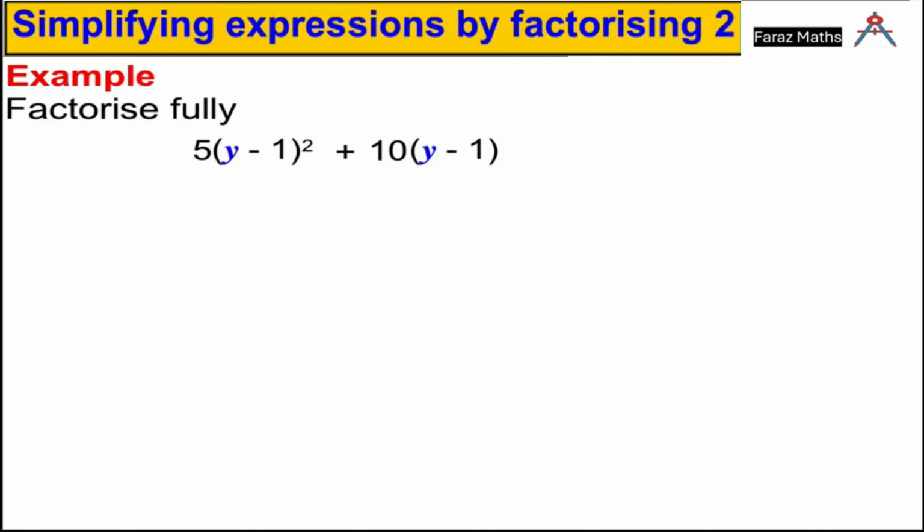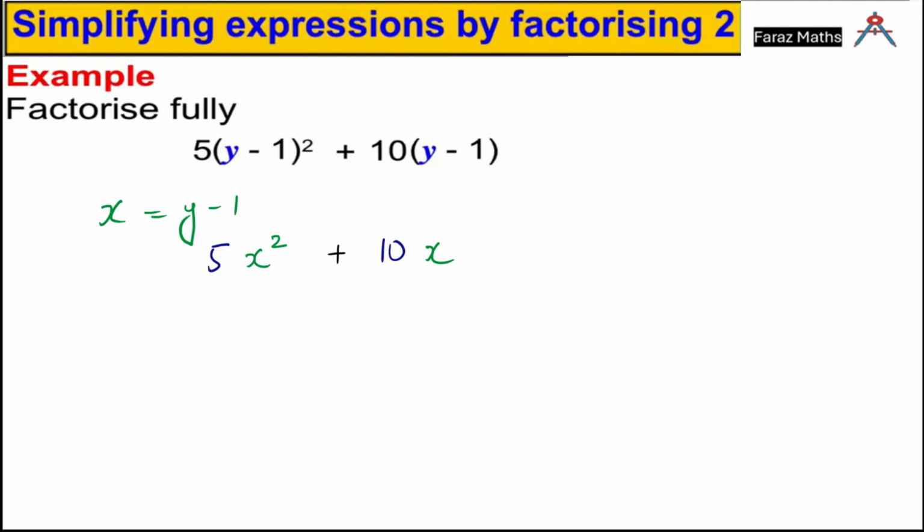What's the other way? So let's say that y minus 1 is x. x equals y minus 1. Now what you can do, you can just put the value here, 5, and then y minus 1 is what? x, but there is a square on it, so we can write 5x squared, then plus 10, and then again y minus 1. y minus 1 is x.